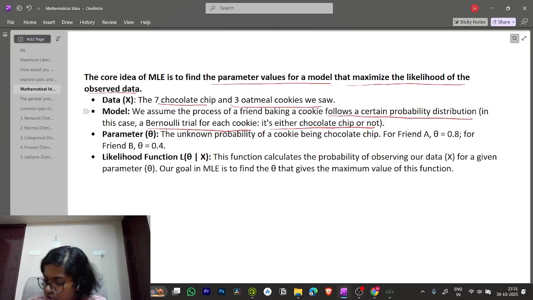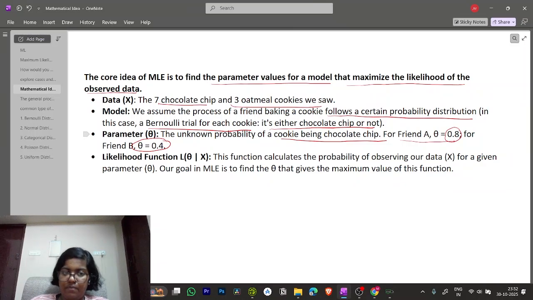Next is the parameter: the unknown probability of a cookie being chocolate chip. We don't know whether it is chocolate chip or not, and for friend A our parameter is 0.8 or 80%. We write it as 0.8 when we write it for probability, and 0.4 for friend B. Now the likelihood function. We saw this word even before. I said I'll explain it later, so now I'm going to explain it.